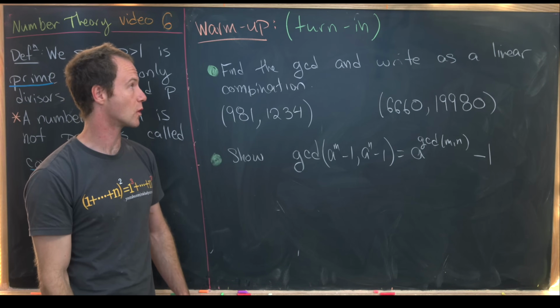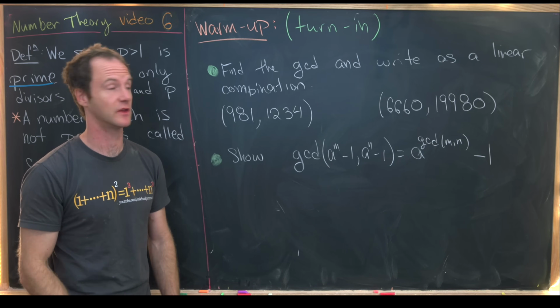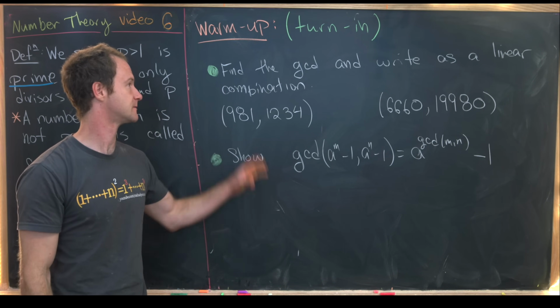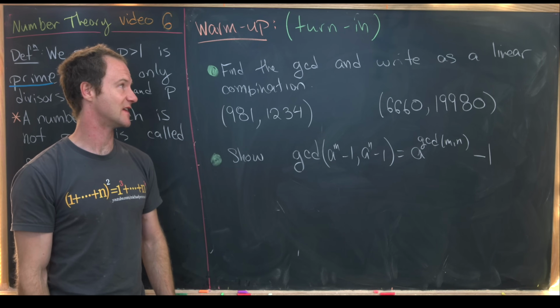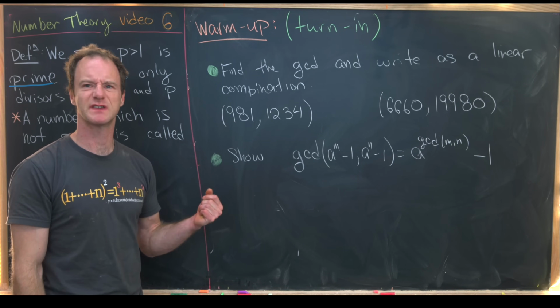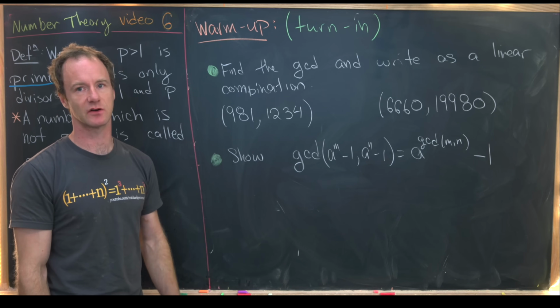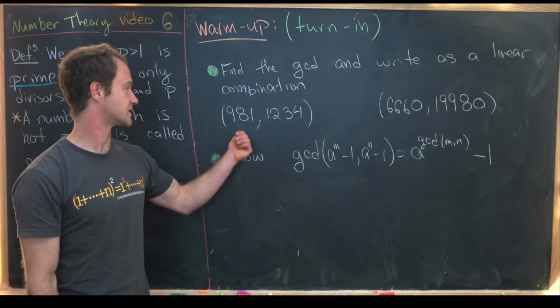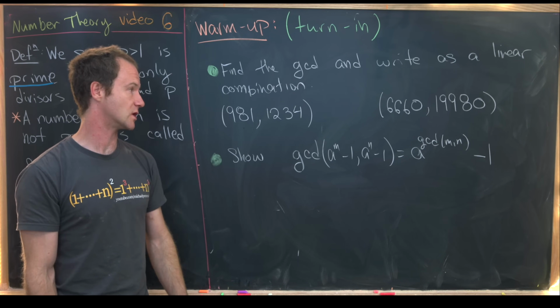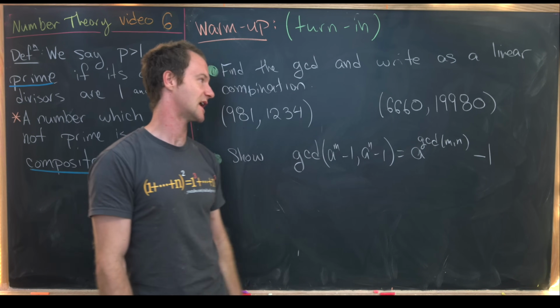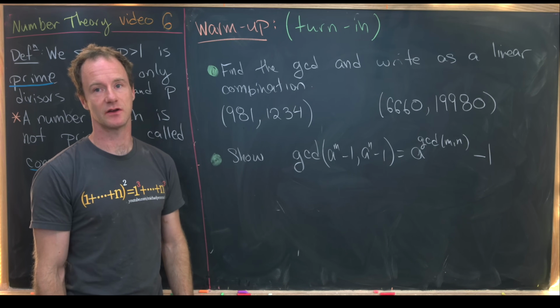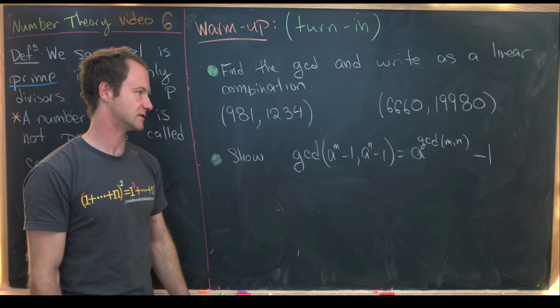So here are some warm-up problems to try involving the Euclidean algorithm and the GCD. Turn these in if you're in my class. So the first is to find the GCD of a pair of numbers and then write that GCD as a linear combination like we did in our example. So the two pairs are 981 and 1234 and 6,660 and 19,980. So you'll do that for each of those.